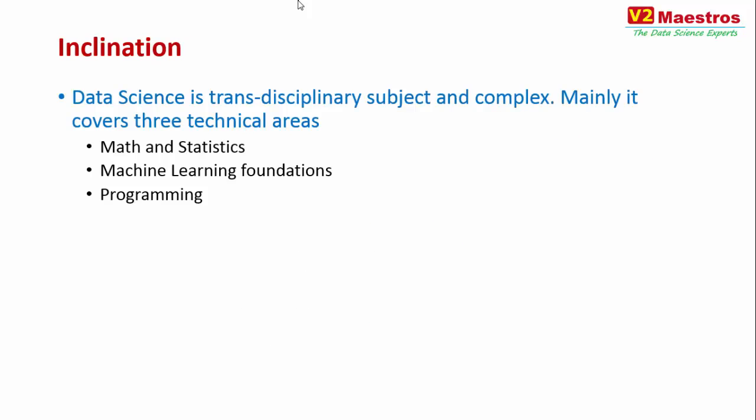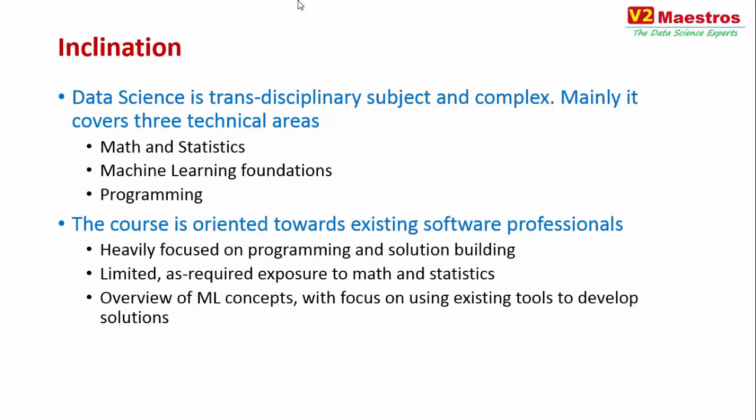The inclination of the course is this: data science is a transdisciplinary subject and it is a complex subject. It has mainly three technical areas to focus on: math and statistics, machine learning, and programming. And this course is oriented towards programming. It is oriented towards existing software professionals. It is heavily focused on programming and solution building. It has limited and as-required exposure to math and statistics, and it covers an overview of machine learning concepts. It gives you an adequate understanding of how these machine learning algorithms work, but the focus is on using existing tools to develop real world solutions.